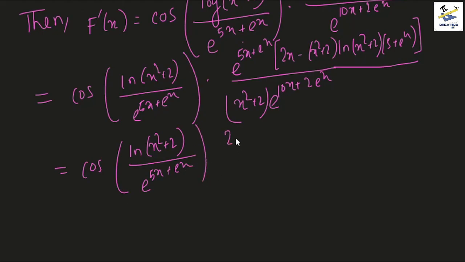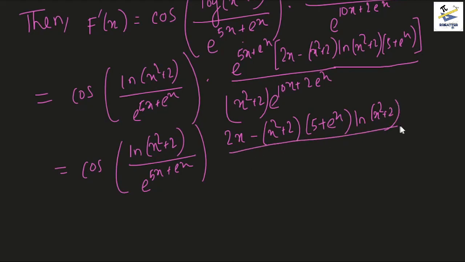into 2x minus x square plus 2 into 5 plus e to the power x into ln of x square plus 2, whole divided by e to the power 5x plus e to the power x into x square plus 2. So this is our final answer, and obviously some multiplication in between. So this is the final answer for the problem.